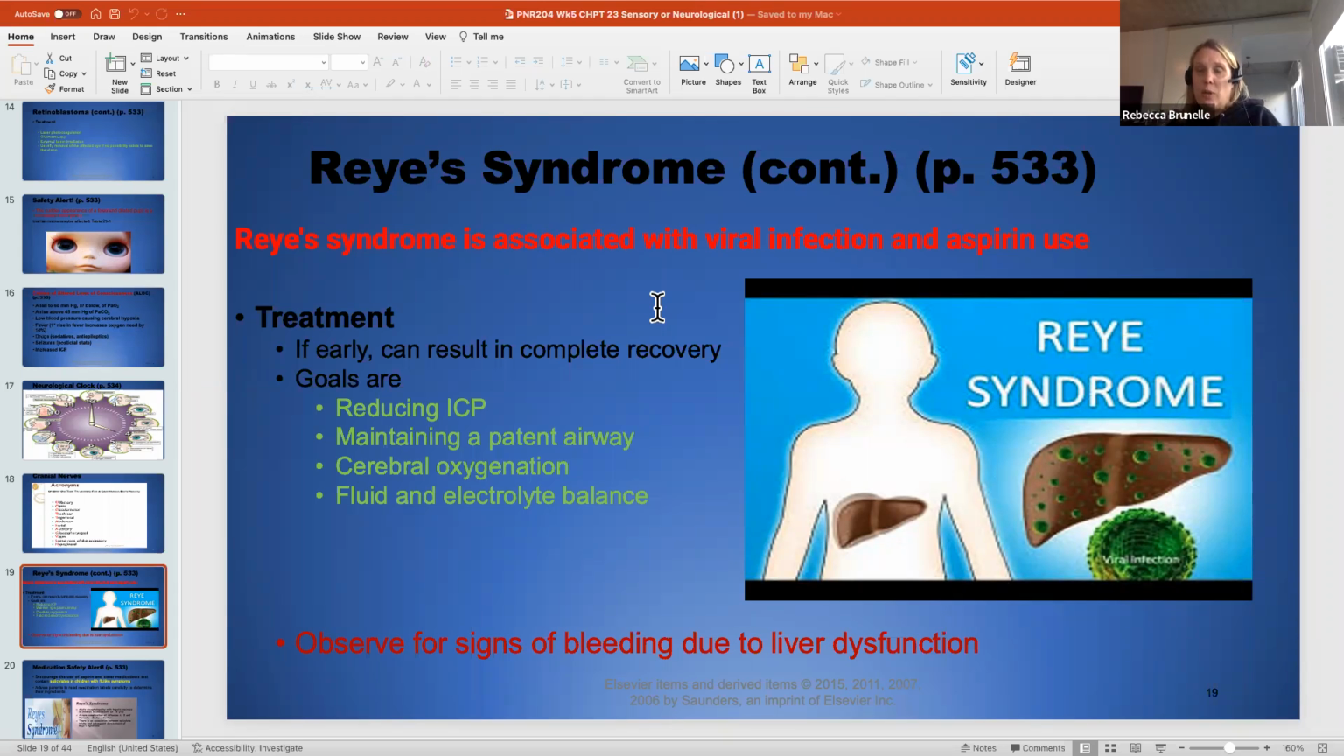Does anyone know the medication category that aspirin falls into? Yeah, NSAID. So it's a salicylate, very, very close. Sometimes when you're being tested on Reye syndrome, you might see medications in the salicylate family instead of the word aspirin. So I would recognize it, and I can put it in the chat if you're unfamiliar with what I'm talking about.